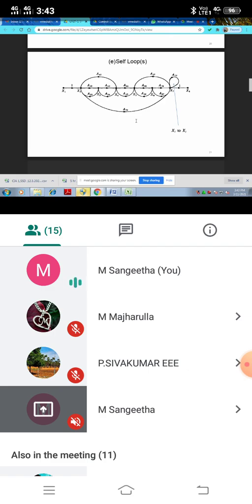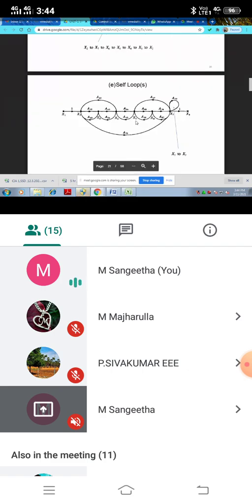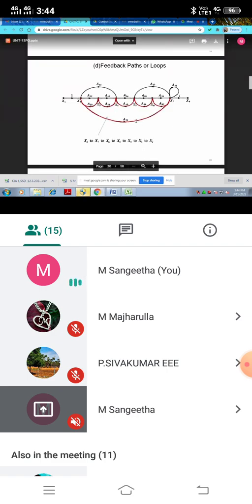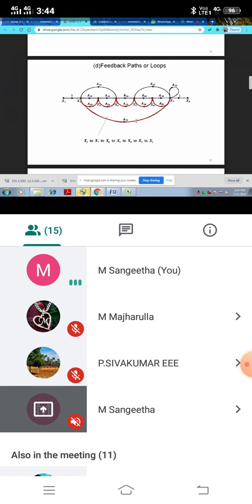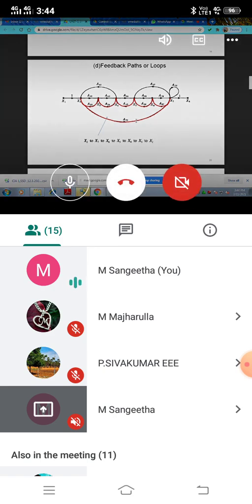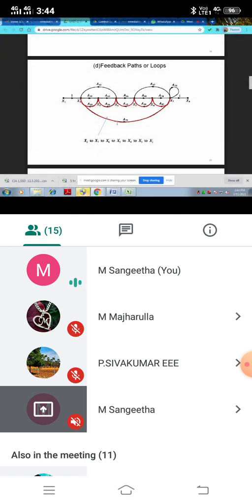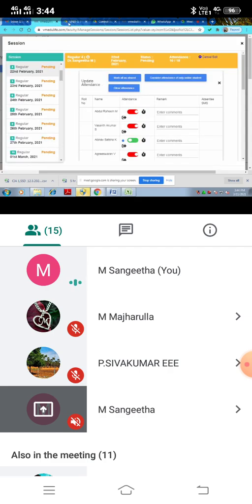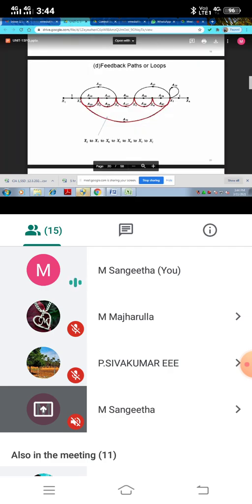So the signal flow graph has branches and nodes, with arrow marks. These categories make many different loops. Those loops are connected with different consistency.